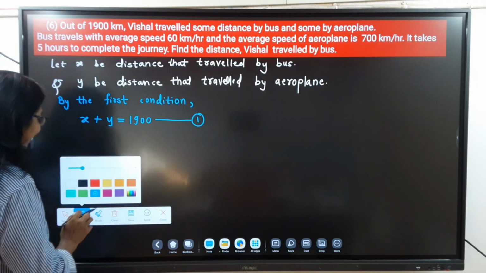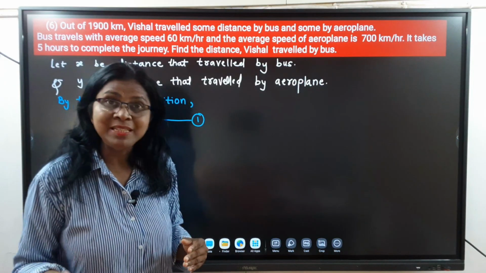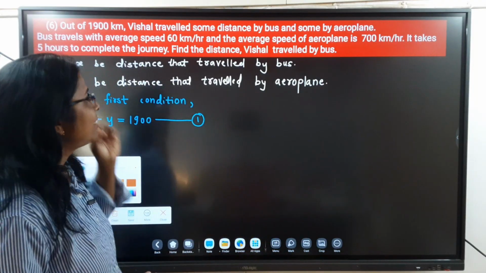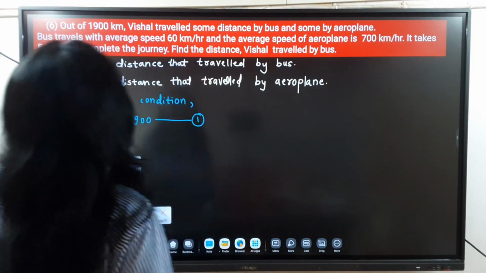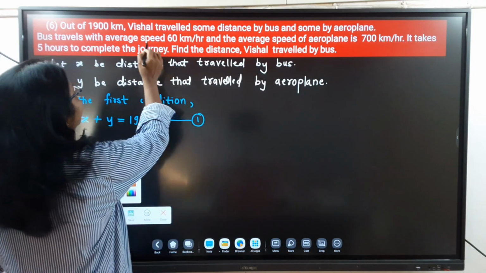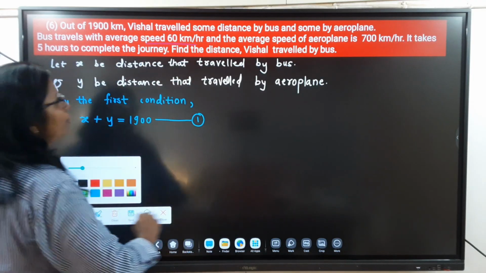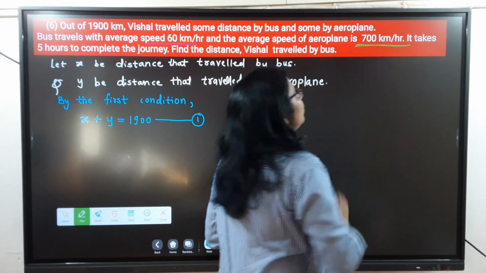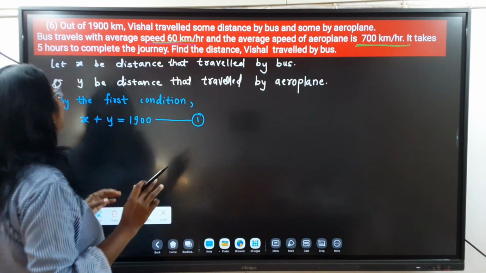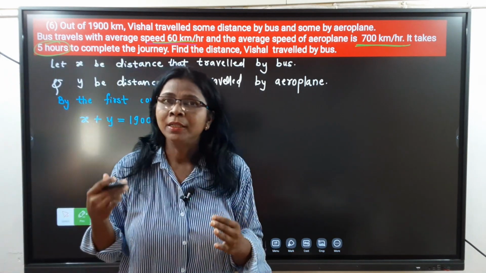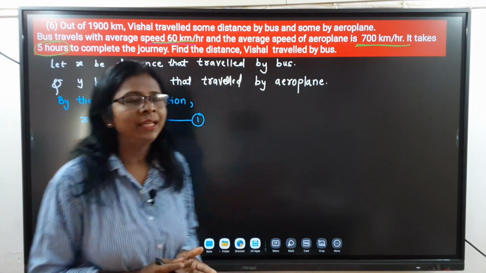Now next one, that is the second sentence, that means the second condition, and that means we can get the second equation. The second statement says that the bus travels with average speed 60 km per hour, and the speed of aeroplane is 700 km per hour. And the journey is completed in 5 hours. So here the time is mentioned in this example.